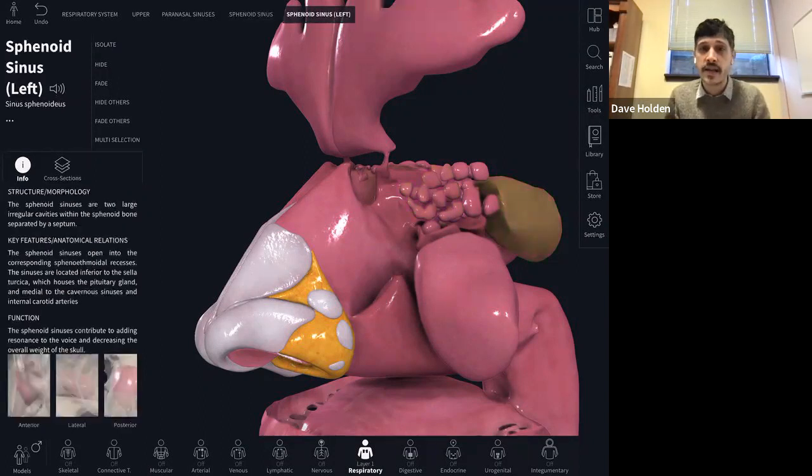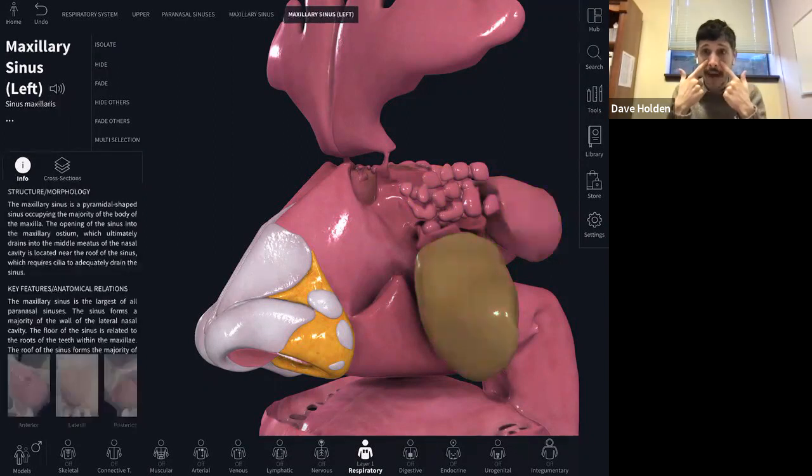Here we have the sphenoid sinus. This would be found inferior and posterior to the eyes, so behind and kind of below the eyeballs. Here is your maxillary sinus. So this will sit right here in the cheek.